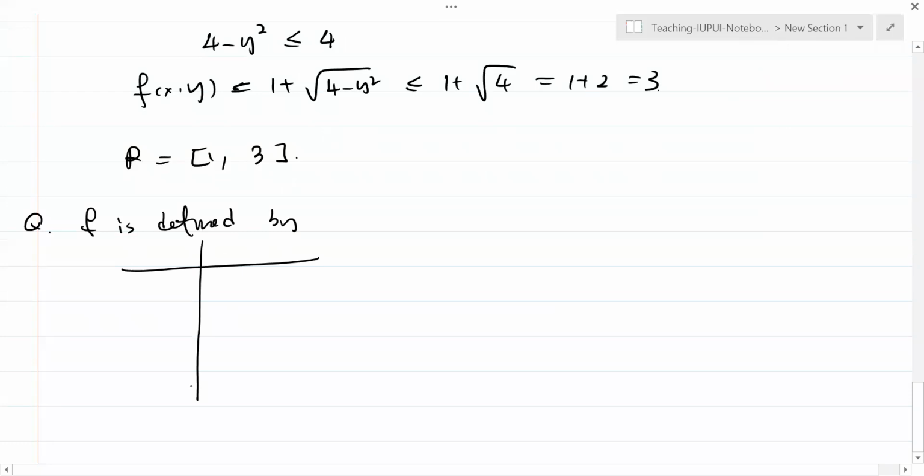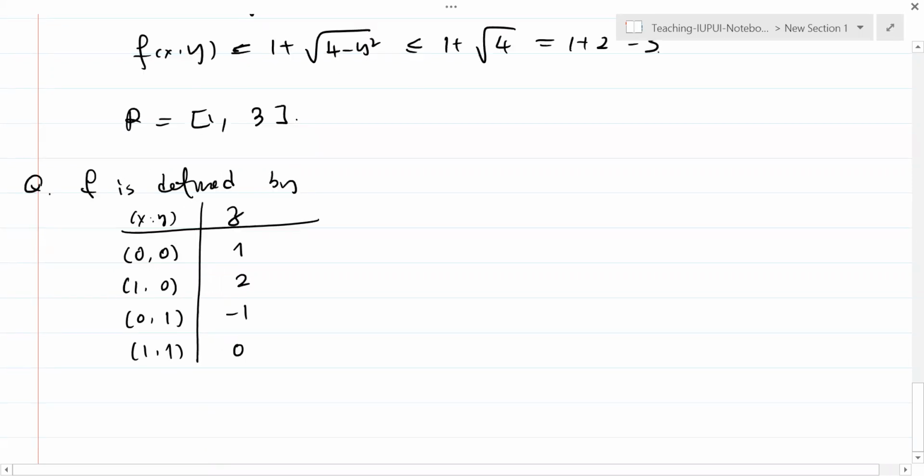Here are the points of the domain, with x and y, and here is the value z. Here is 0 and 0, and you get 1. 1 and 0, you get 2, for example. 0 and 1, you get -1, and 1 and 1, you get 0. So what does that mean? It means to each of these 4 points, I assign a unique value to the function.